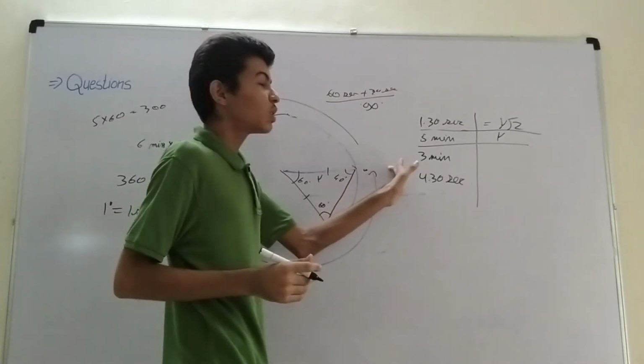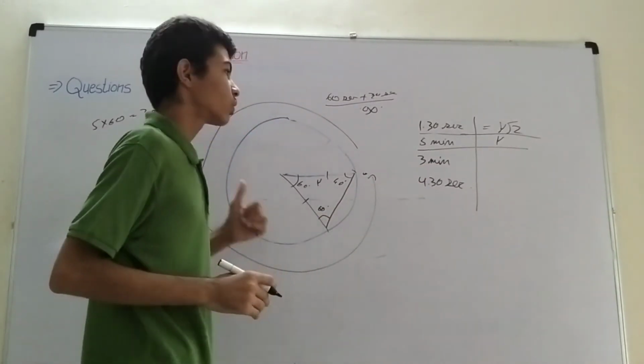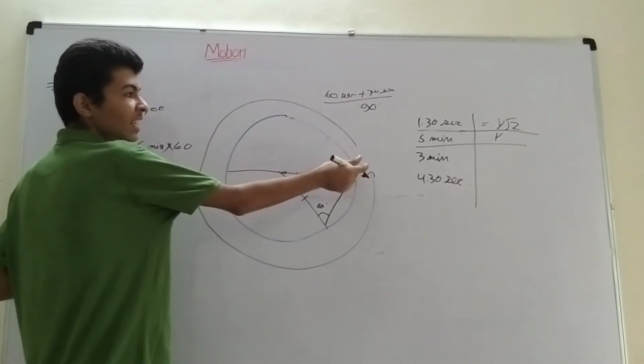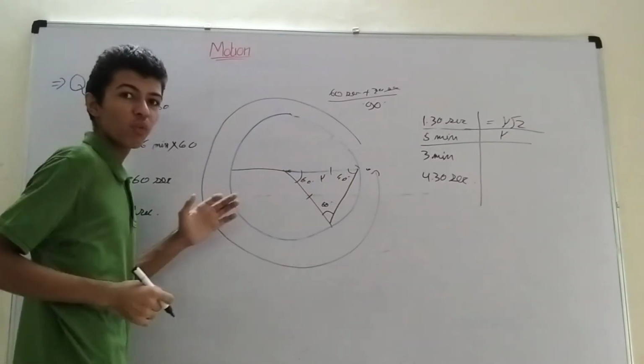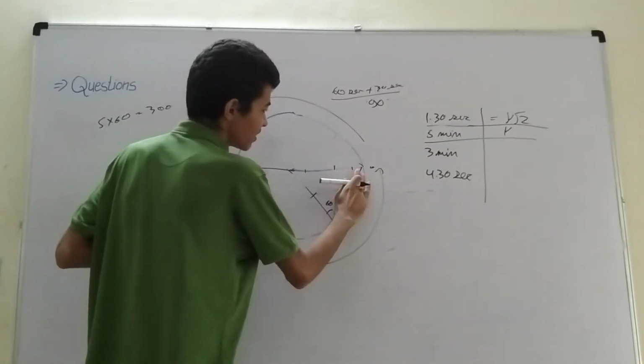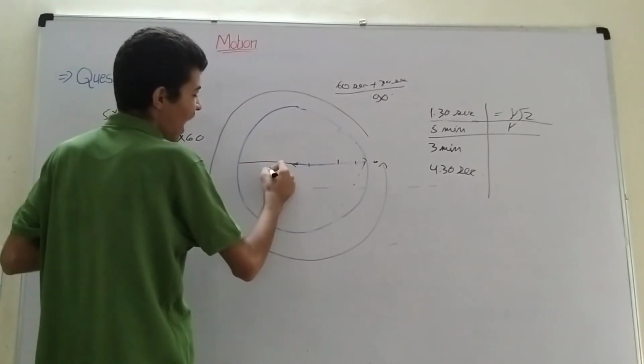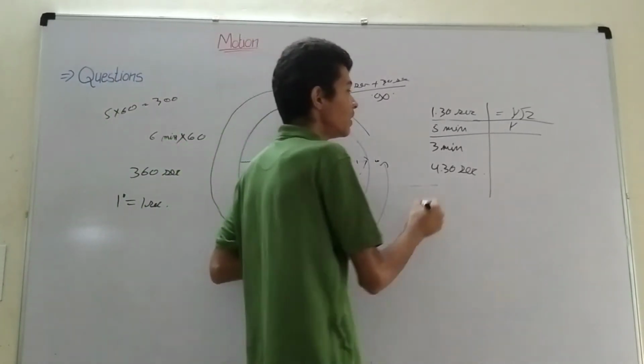So what would be the displacement after 3 minutes? A 3 minute length would be half, because it takes 6 minutes to cover the full distance and 3 minutes to cover the half distance. So the displacement would be this line, that is R plus R. So that would be 2R.